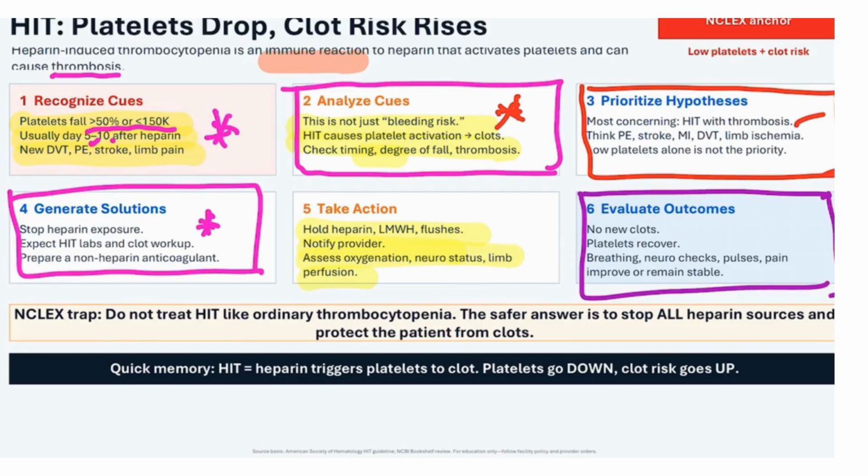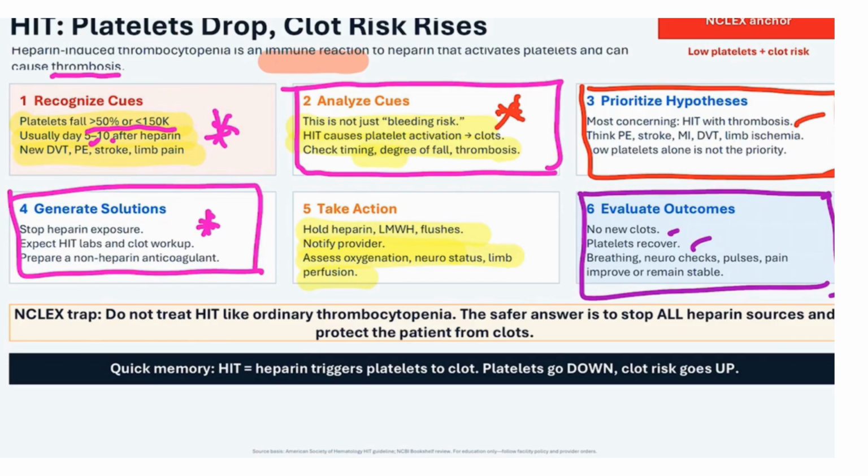Our next thing is to determine whether all interventions are working. So evaluating outcomes. What tells us that the patient is improving? A couple of things, right? The platelet count begins to recover. There are no new thrombotic events, and symptoms associated with an existing clot do not worsen.